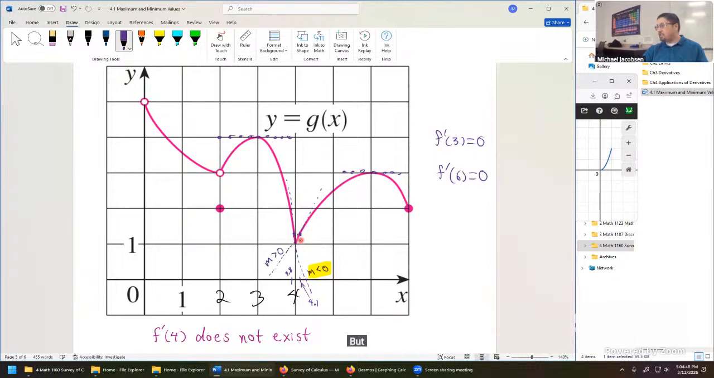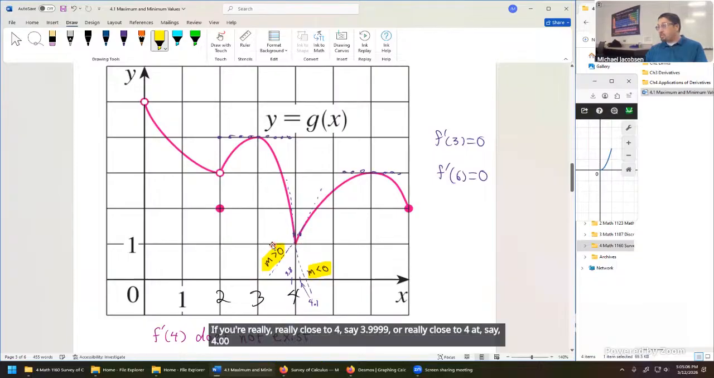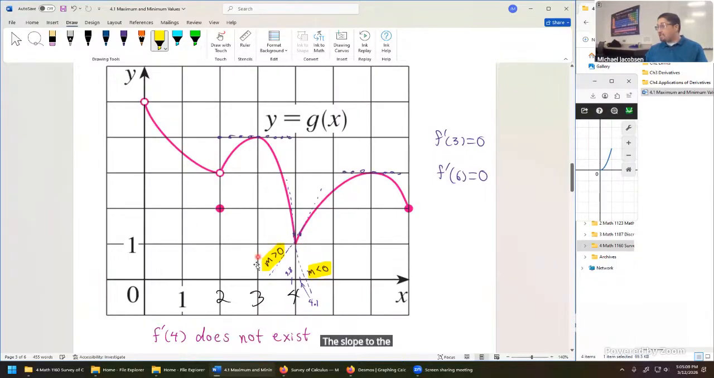But this time the slope is large positive. And it gets worse and worse the closer and closer you get to 4. If you're really, really close to 4, say 3.9999, or really close to 4 at say 4.0001, the slope to the left gets even larger positive, the slope to the right gets even larger negative.